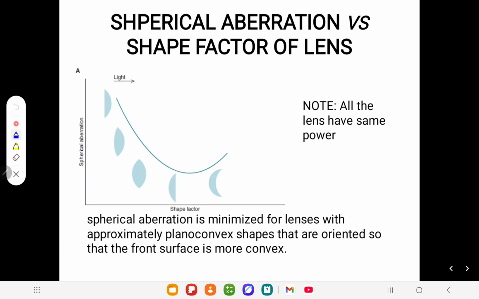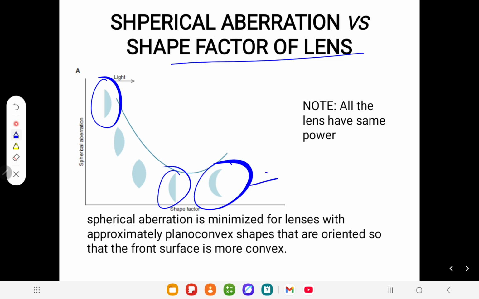Okay, spherical aberration versus shape factor. If you change the shape of the lens, spherical aberration changes. This is the maximum spherical aberration, if the plano-convex lens has its plano side toward the light. But it is least if the plano side is opposite, toward the eye, and this is the meniscus shape. Can you see? That's why our spectacles, in our daily life, are always in meniscus shape. This is one of the answers, not all the answers, but one of them.